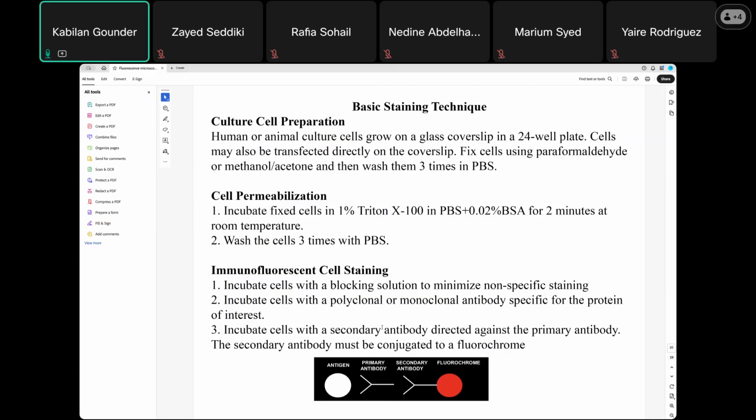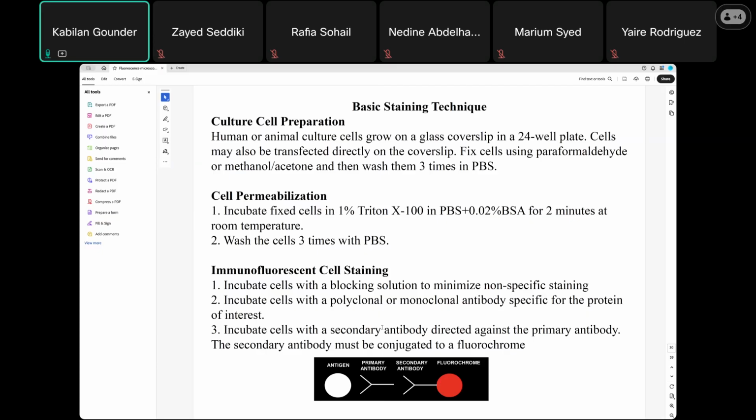So then, once you are done with the fixation, cell permeabilization is important. To facilitate that, you can use 1% Triton X, that's a detergent, plus bovine serum albumin, which helps to prevent the non-specific binding sites, for 2 minutes, so that then you can wash again 3 times. So this is a typical method.